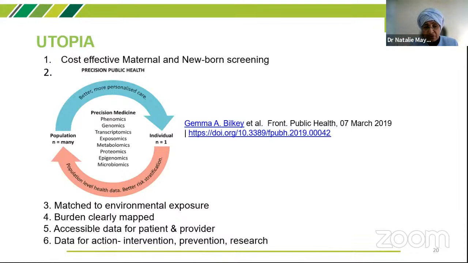I've spoken about matching to environmental exposure, and where we map the burden of disease very clearly, the accessibility of the data for both your patient and your provider, where ultimately we want to design a system that provides data for action. It provides data for intervention, for prevention, and for further research.